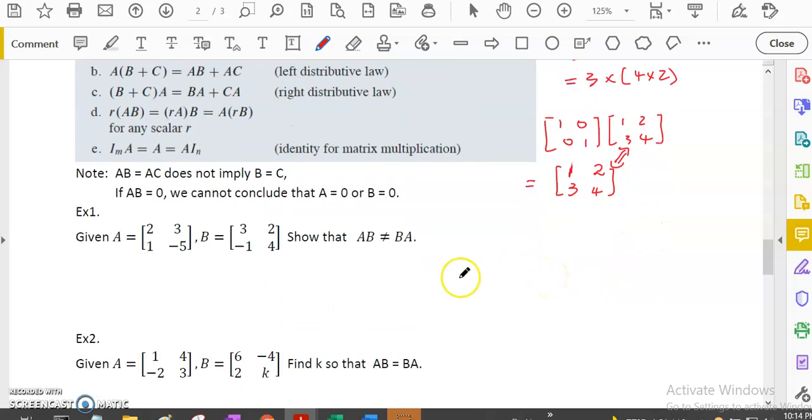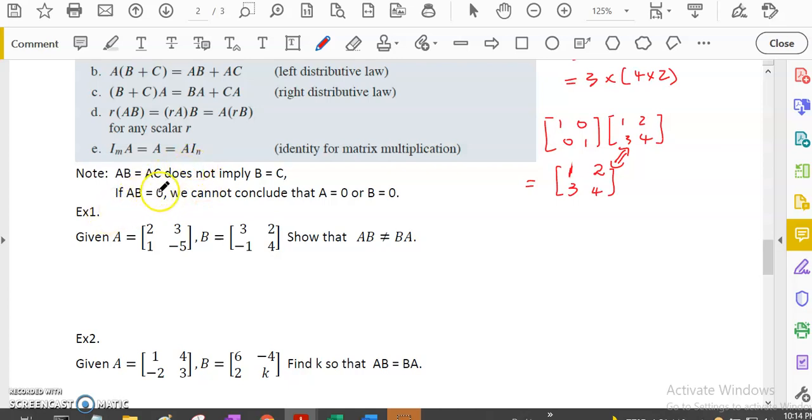And just remember, it's not commutative. AB does not equal BA. Also, if AB equals AC, you cannot cancel A and say B equals C. The book had a question that showed you that. So if you're interested, look at the book's exercise.